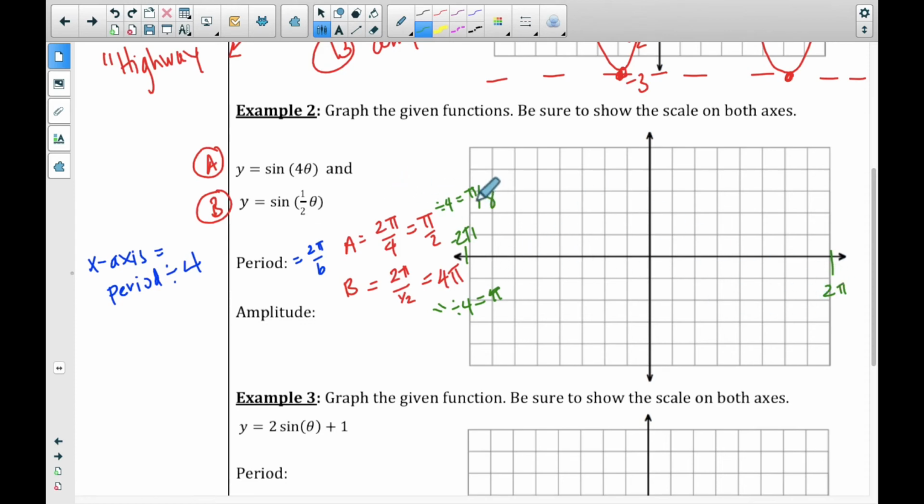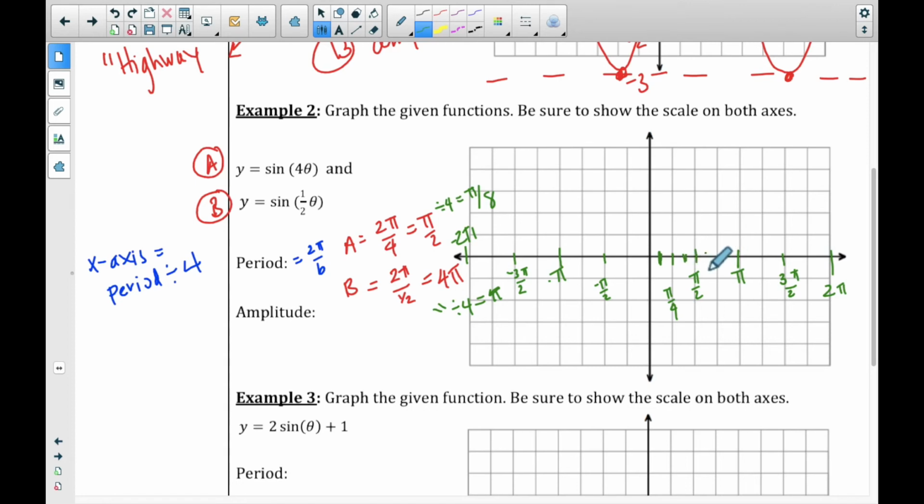But then the other one has pi over 8s, so I need to break this up. So that was 2 pi. I'm going to count to the middle and get a pi. And I'm going to split that in half to get down to pi over 2. And of course, I split that in half. That's going to give me a pi over 4. And half of that is a pi over 8. And that's actually what I'm looking for. And so it's going to be really skinny, okay?